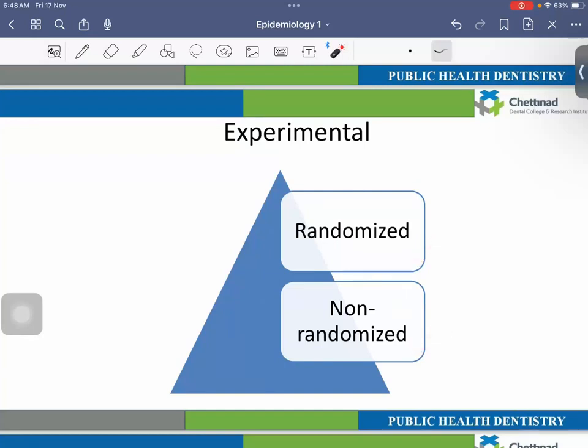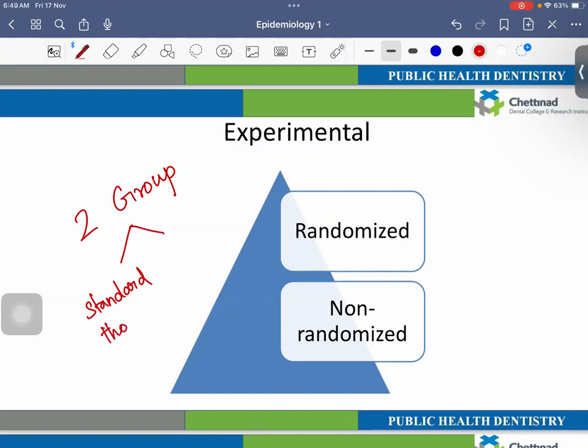So considering a basic example that there are two groups, okay? One group receiving standard therapy, or a gold standard therapy, and another disease group receiving a new therapy. So whose onus is it to allocate patients to either of the groups? This question is answered by something called randomization. If they are allocated randomly, then it is called a randomized clinical trial or a randomized controlled trial.